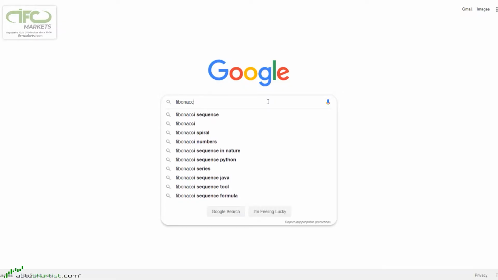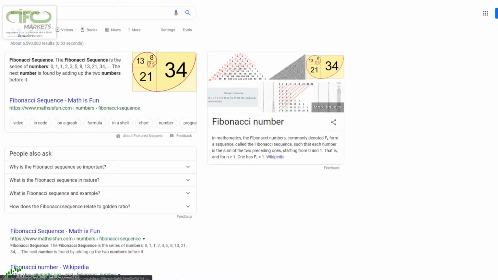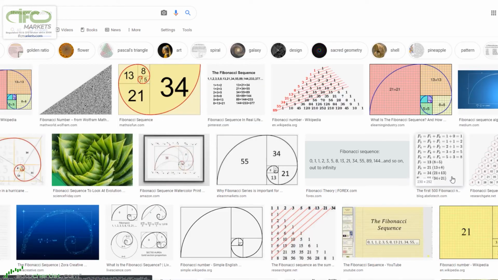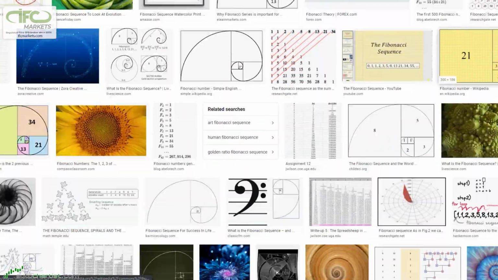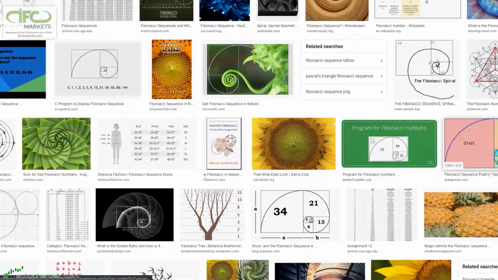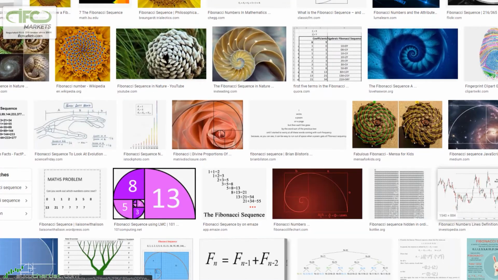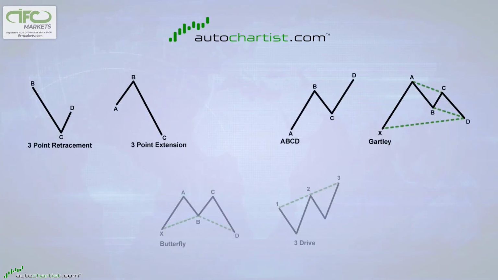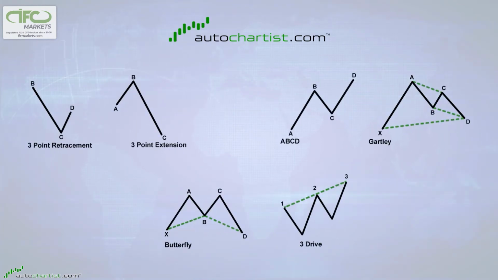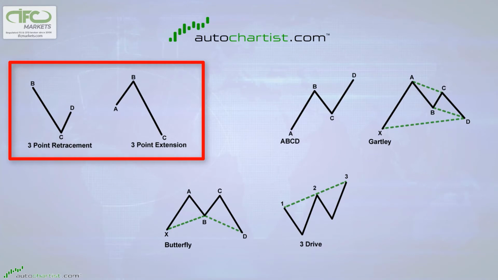If you're interested to know more, there is an absolute mountain of information on the Fibonacci ratio on the internet. For this discussion, however, I will focus less on the mathematics behind it and more on the application of it in your trading. Autochartist identifies 6 different classes of Fibonacci patterns. The simplest 2 types of patterns are retracements and extensions. These both have 3 turning points, that is, where price graphs make highs or lows.